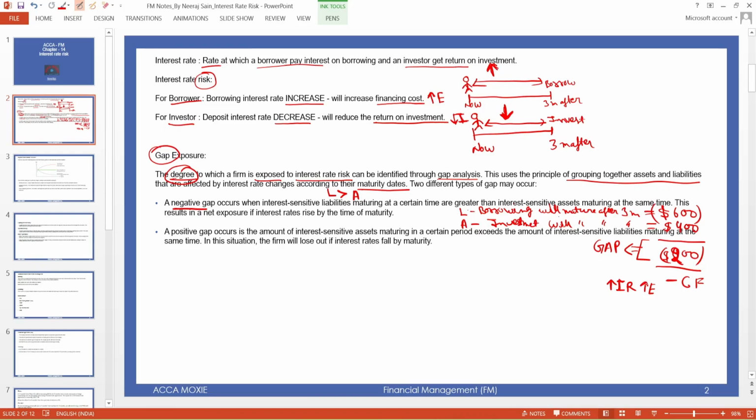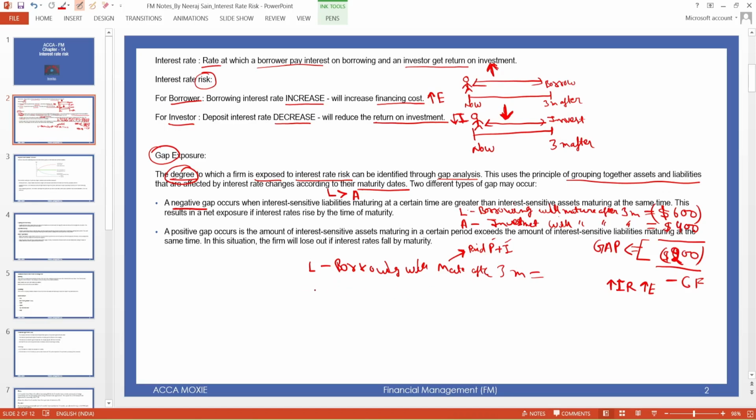Okay, so this is the risk, or we can say the degree we can measure this. Okay, next is the positive gap. Same example I am taking, borrowing will mature after 3 months. Mature means after 3 months you paid principal plus interest. After 3 months you already paid your obligation, principal or interest. After this you have no obligation and you are free.